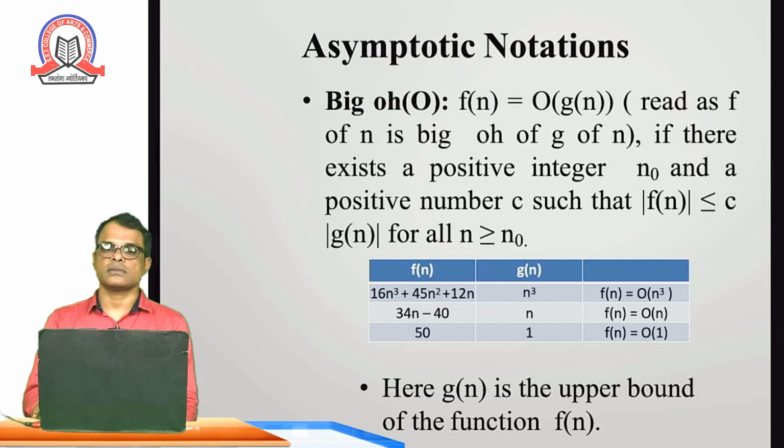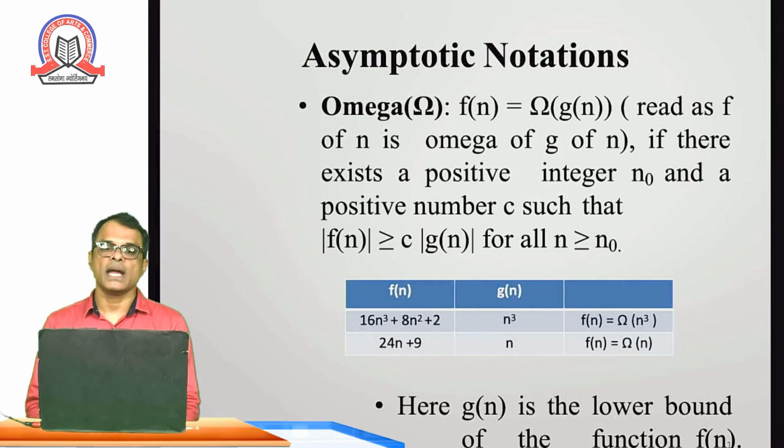Then there is omega notation. It gives the lower bound. Initially it was an upper bound, now it is a lower bound. So if we check, f of n is greater than or equal to c times g of n for all n greater than or equal to n0. Here f of n is greater than c times g of n, so it gives you the lower bound.